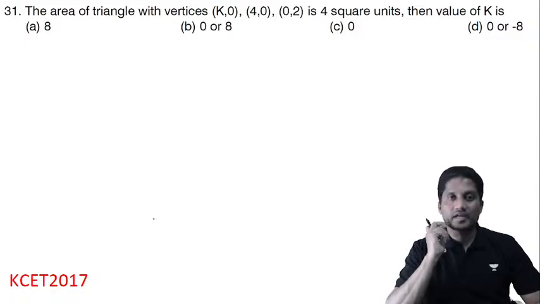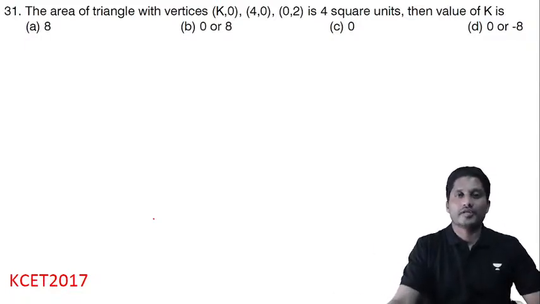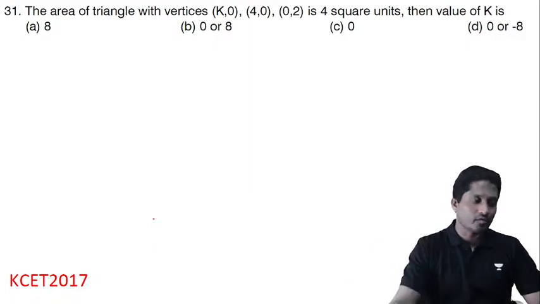We are continuing with part 2 of the KCET 2017 paper. We did up to 30 in part 1. So let us start from 31 in part 2, guys.